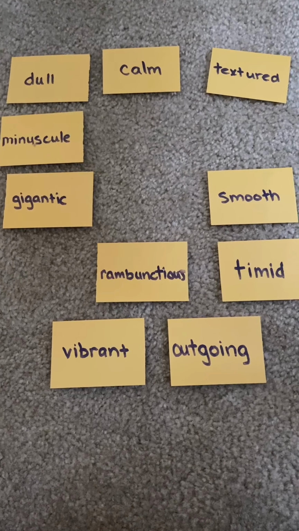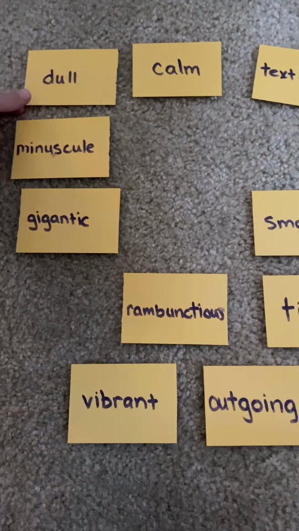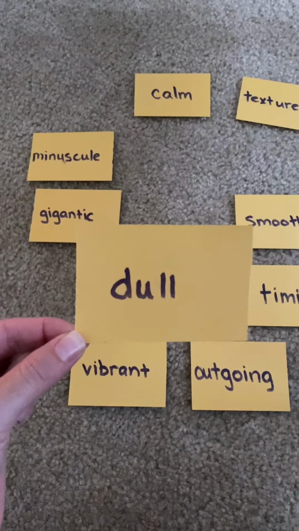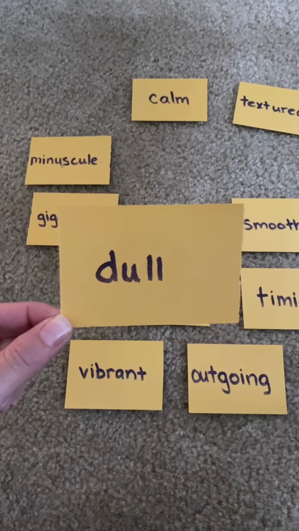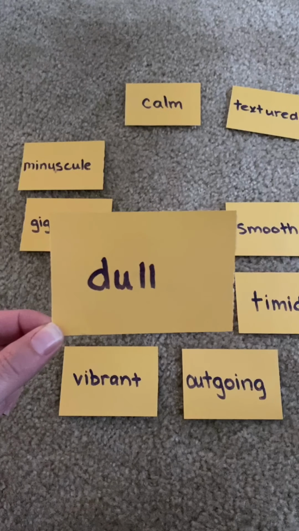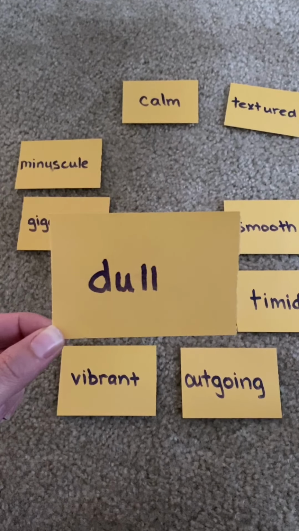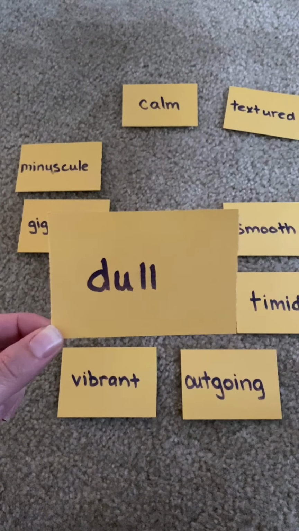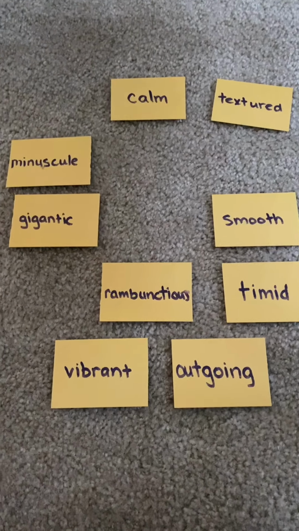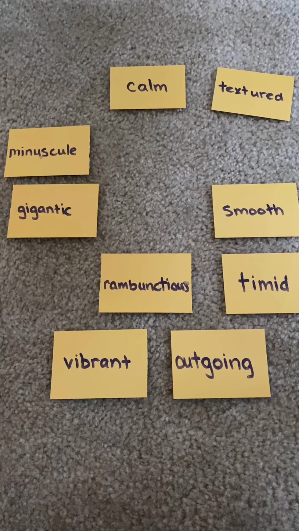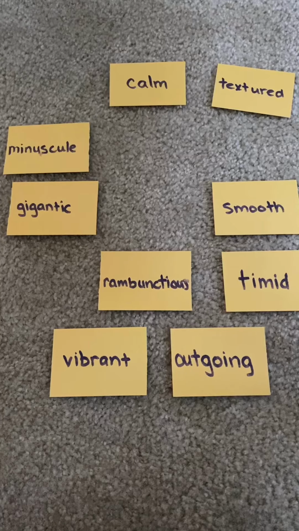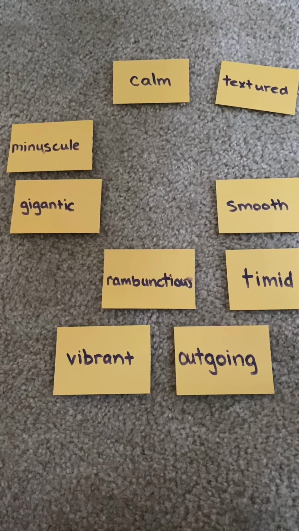Well, I know the word dull. I know that because it's on a pencil box that I have where you're supposed to put dull pencils. And the dull means that it's not sharp. But I don't see that sharp is one of our choices. I wonder if dull has another meaning.